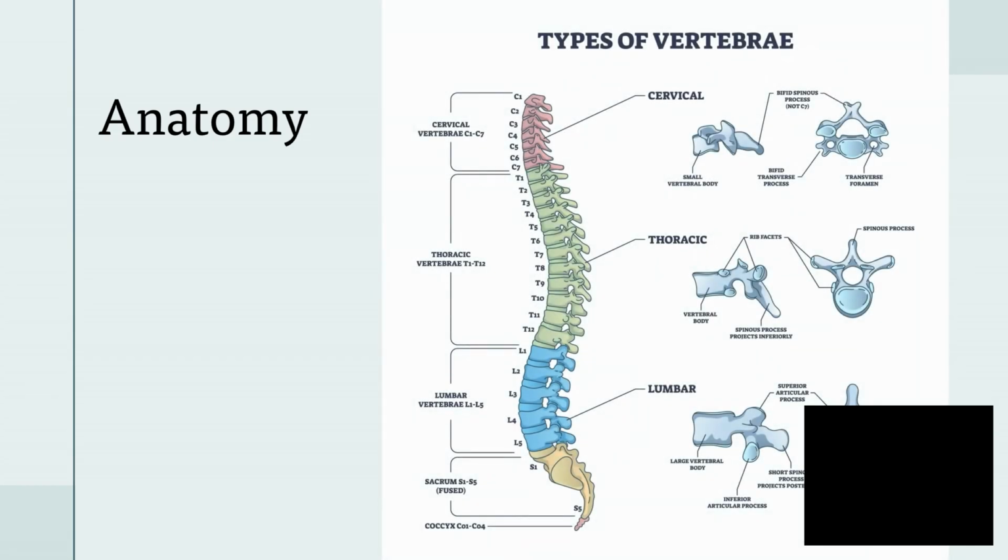Okay, just real quick, super quick anatomy. I know you guys already know anatomy. I just wanted to go over this real quick. We have cervical, thoracic, and lumbar. 7 cervical, 12 thoracic, 5 lumbar, 5 sacral, and then fused coccyx.